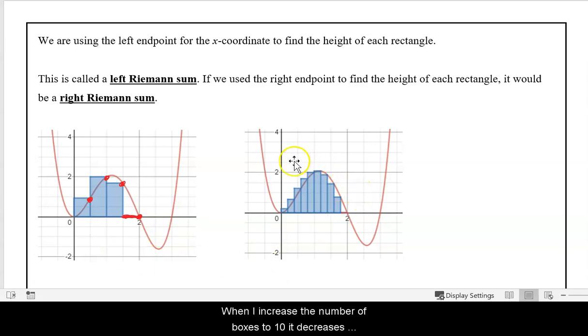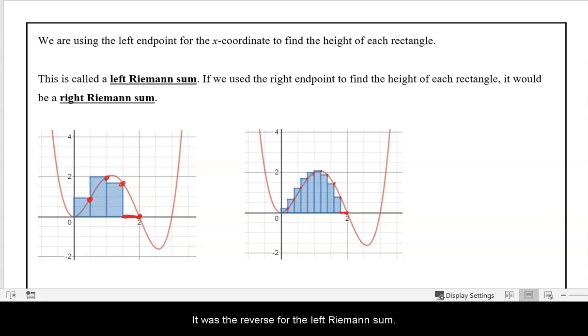When I increase the number of boxes to 10, it decreases the error in my estimation. You will notice, however, in both pictures that I am not completely accurate on the amount of area in the boxes compared with the area under the curve. However, the situation is reversed to the left Riemann sum. In a right Riemann sum, if it's increasing, I have an overage amount, and if it's decreasing, I have an underestimation. It was the reverse for the left Riemann sum.